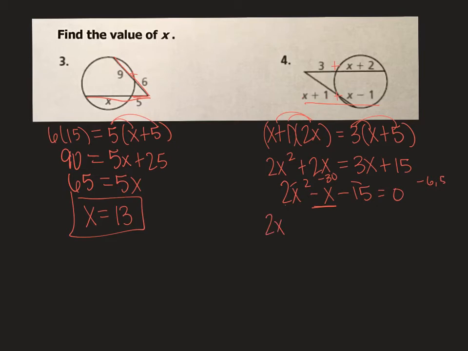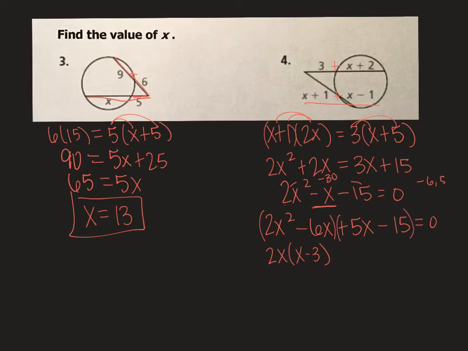So I'm going to rewrite negative 1x as negative 6x plus 5x. And that's okay, because negative 6 plus 5 is negative 1. So I still have my negative 1x, it's just written differently. So I'm going to group my first two together and factor out what they have in common, which would be a 2x, which leaves me with x minus 3.